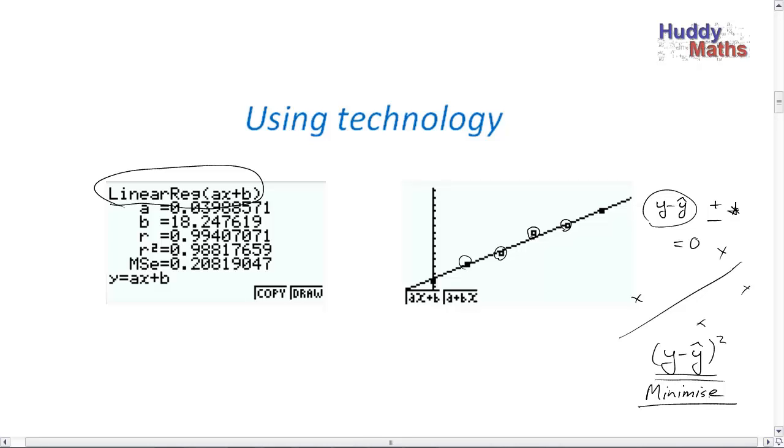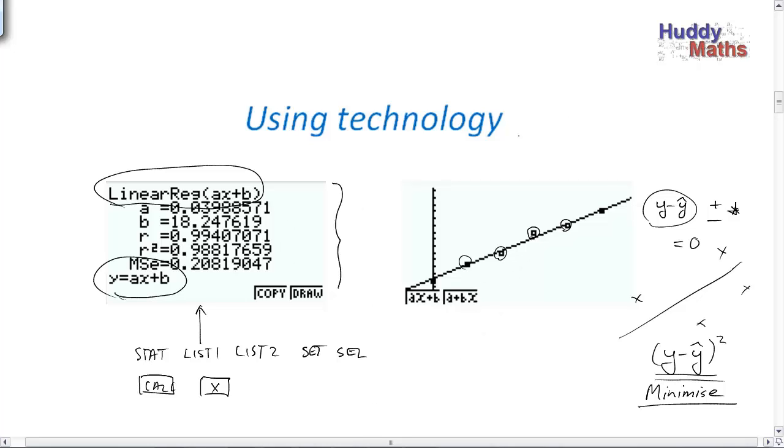We've already done this in the previous presentation. Just remember, we got to this window by going to Stat Mode, entering the data in List 1 and List 2, setting up the graph, selecting which one we would draw, and then choosing Calc at the bottom of the graph, and then choosing X for linear. And we got this window.